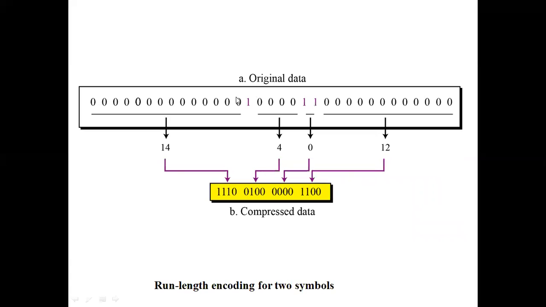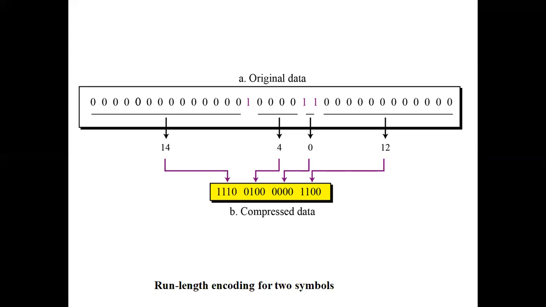Another example of this is like you have 14 0s, so you give the binary value of 14, then 1 is considered as a separator, then you have 4 0s, so you represent it in the binary octal term. Since 1 and 1 are given and there is no value in between, that means there are 0 0s, so we have given 0 here. Again 12 0s, so the binary format of 12 is given in the table.